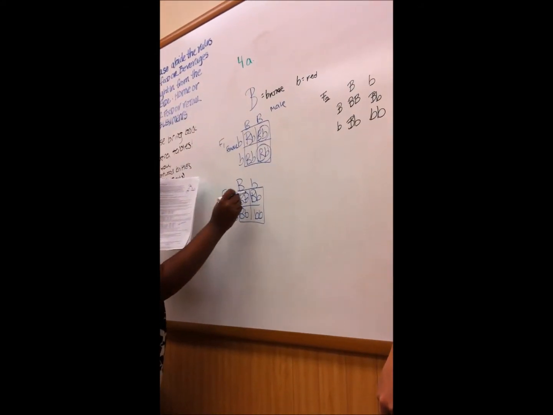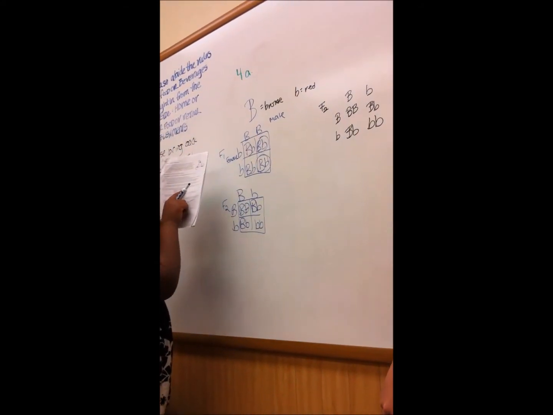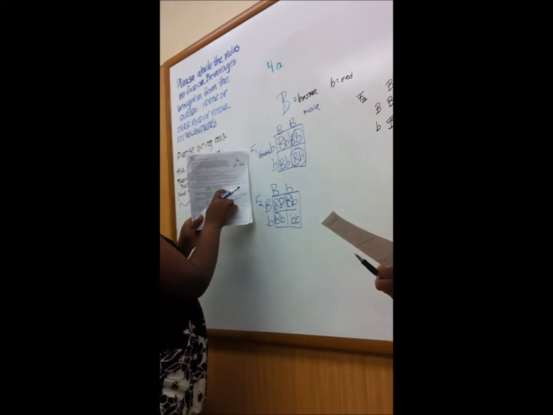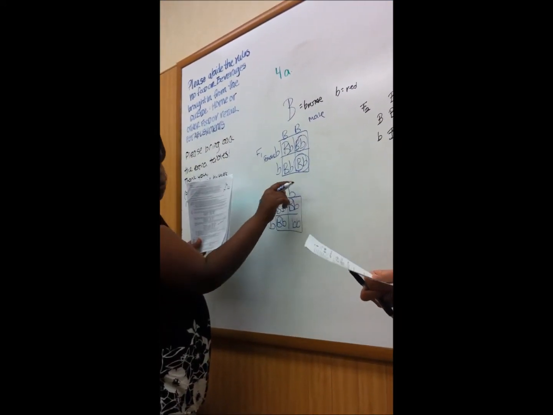Okay, so this is F2. So you see how there's some dominant, and some had bronze, some had red. We didn't do the whole X, X, Y, Y thing.